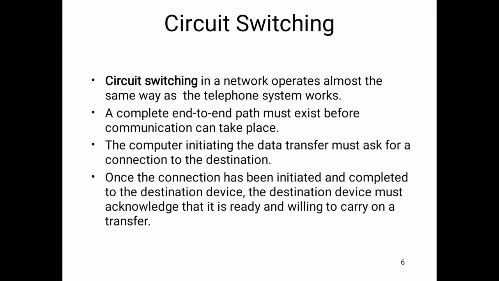Circuit switching network operates almost the same way as the telephone system network. In the telephone system, a complete end-to-end path must exist before communication can take place. The computer initiating the data transfer must ask for a connection to the destination. Once the connection has been initiated and completed, the destination device must acknowledge that it is ready and willing to carry on transfer, that is data transfer.